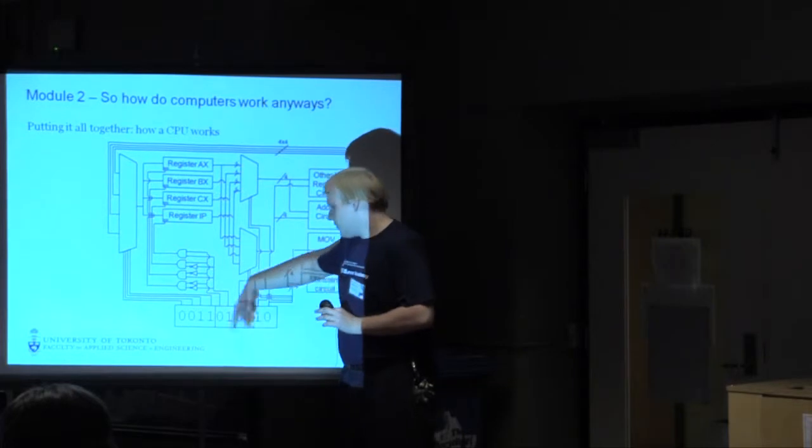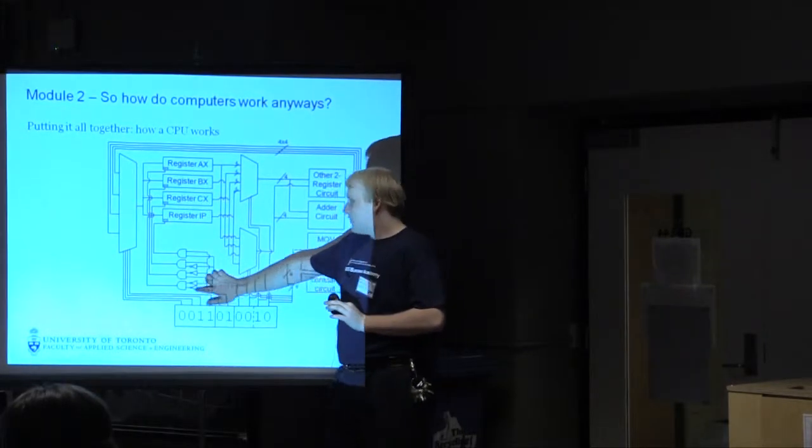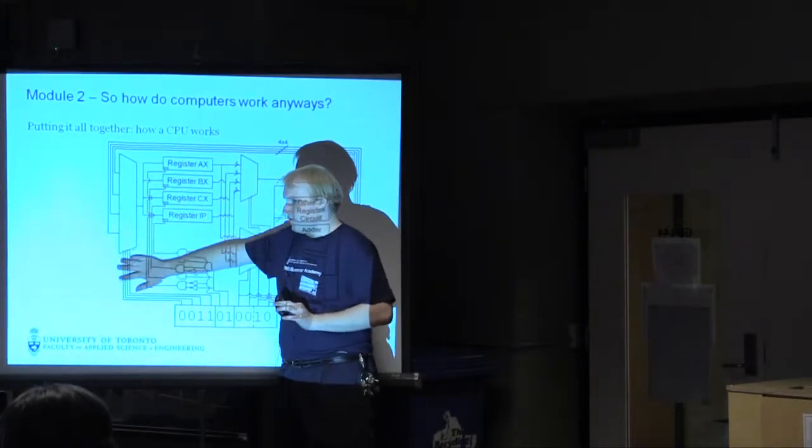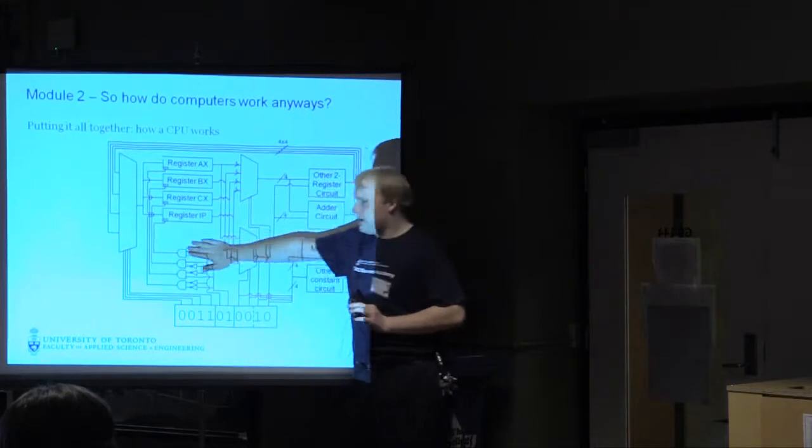So we'll start with the opcode. The opcode is 0011. We send that into this big multiplexer here. Right now it's only selecting from 4 different values. We can see it has 4 bits of input.